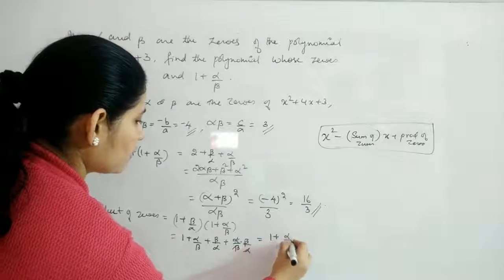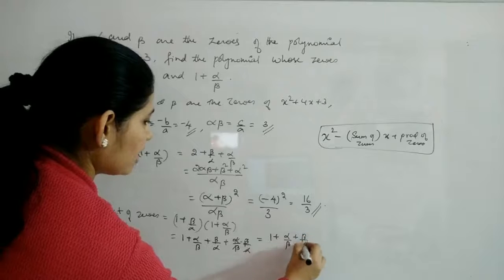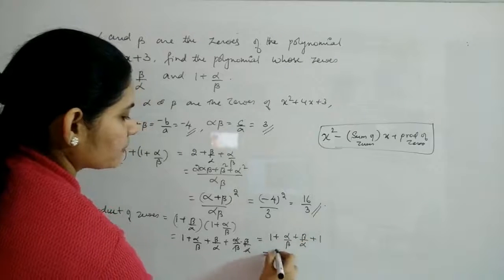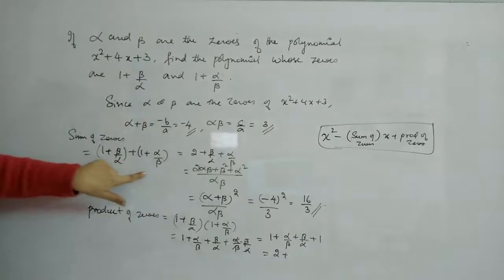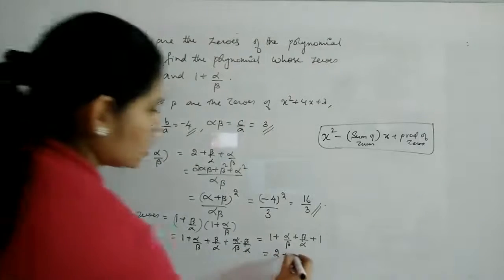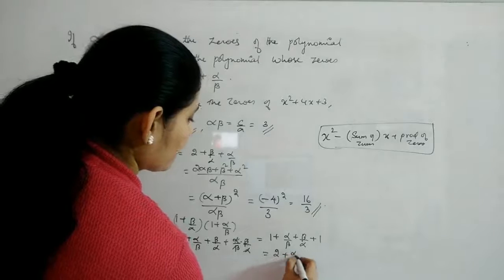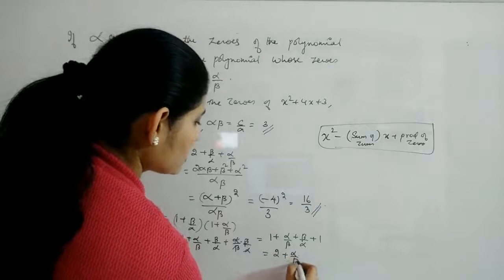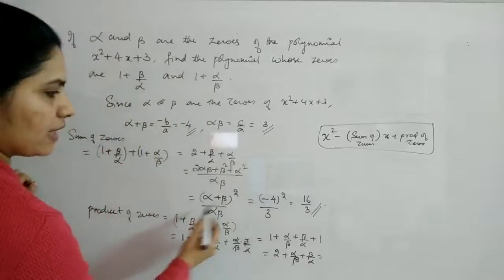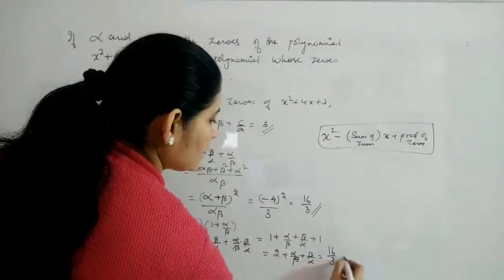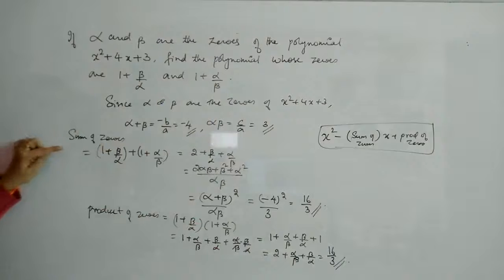So 1 plus alpha by beta plus beta by alpha plus 1. That is again 2 plus the same thing. You just see it is the same as this. The product is also giving you the same thing. So 2 plus alpha by beta plus beta by alpha, which you have already got the value as 16 by 3. So both the sum and the product have the same value, which is 16 by 3.